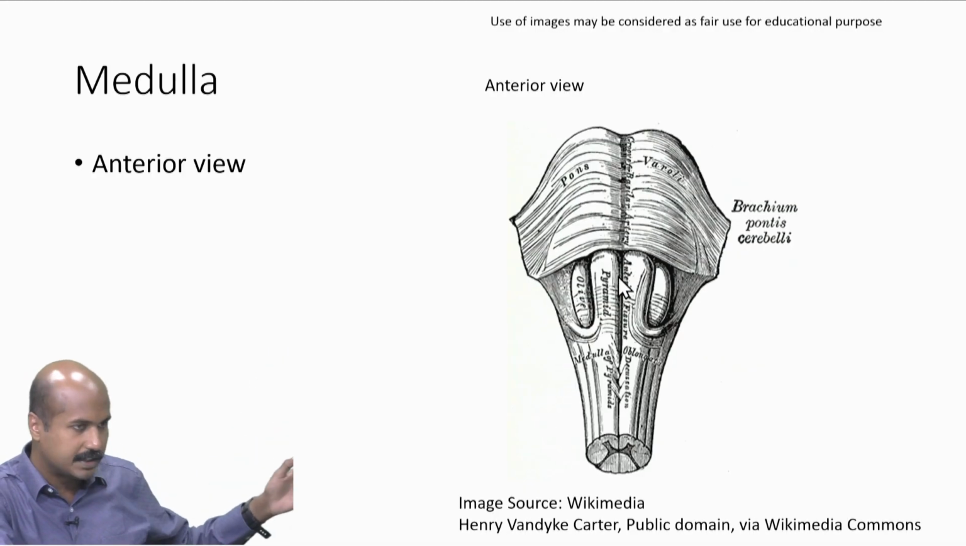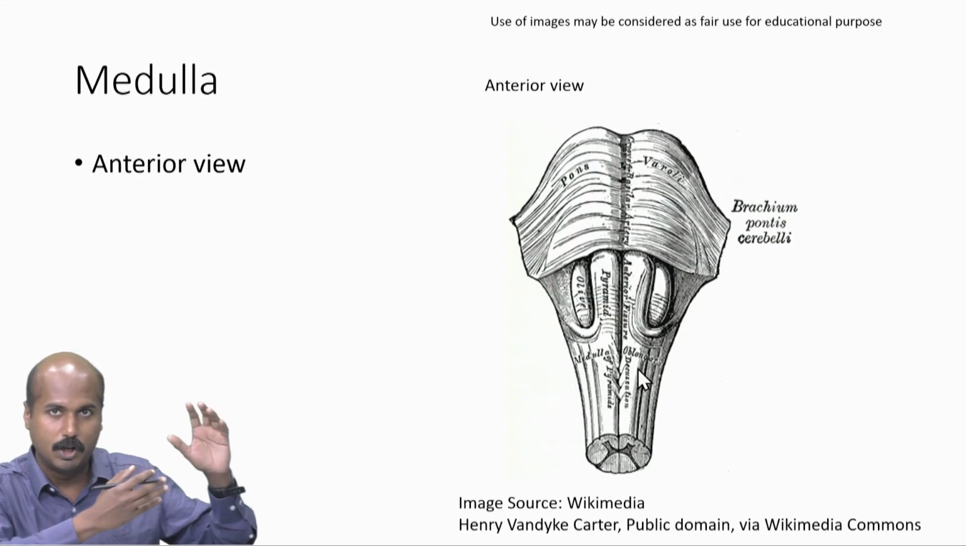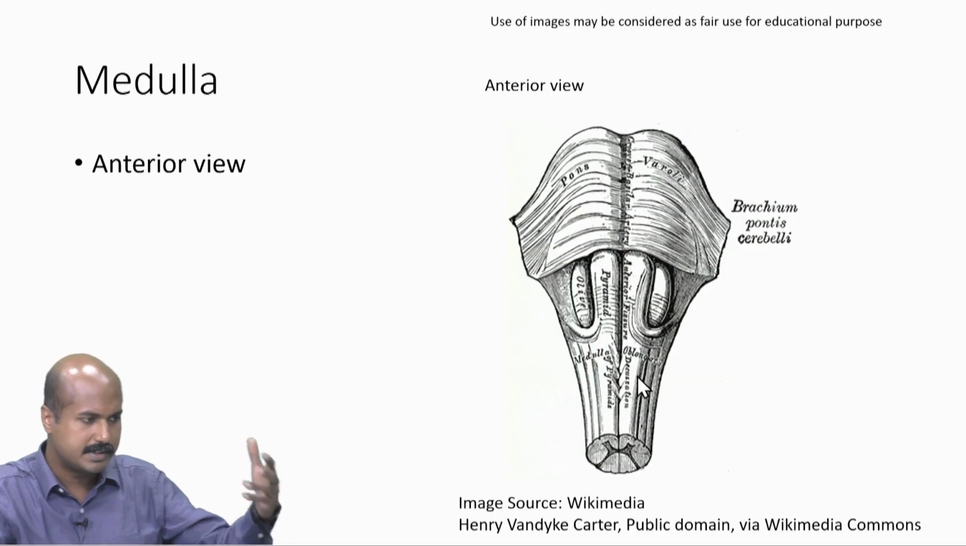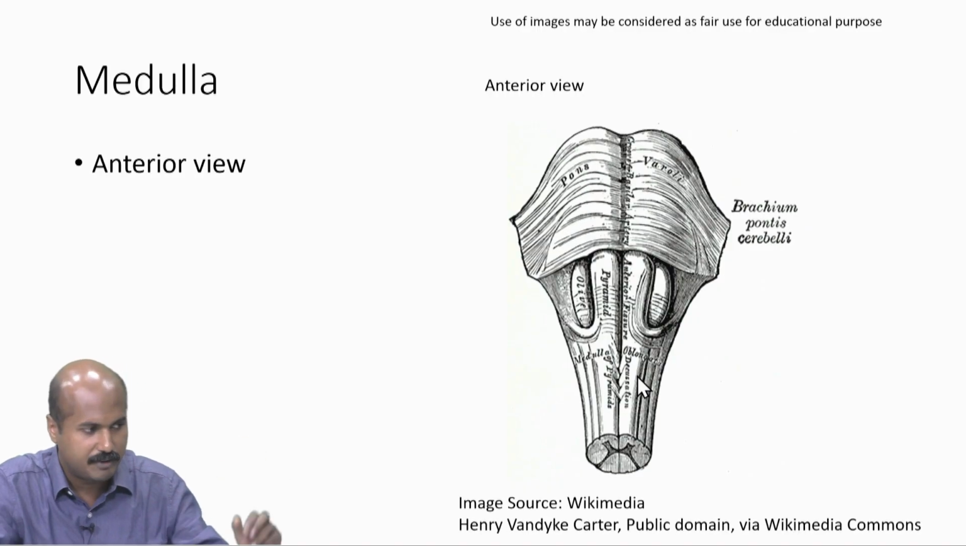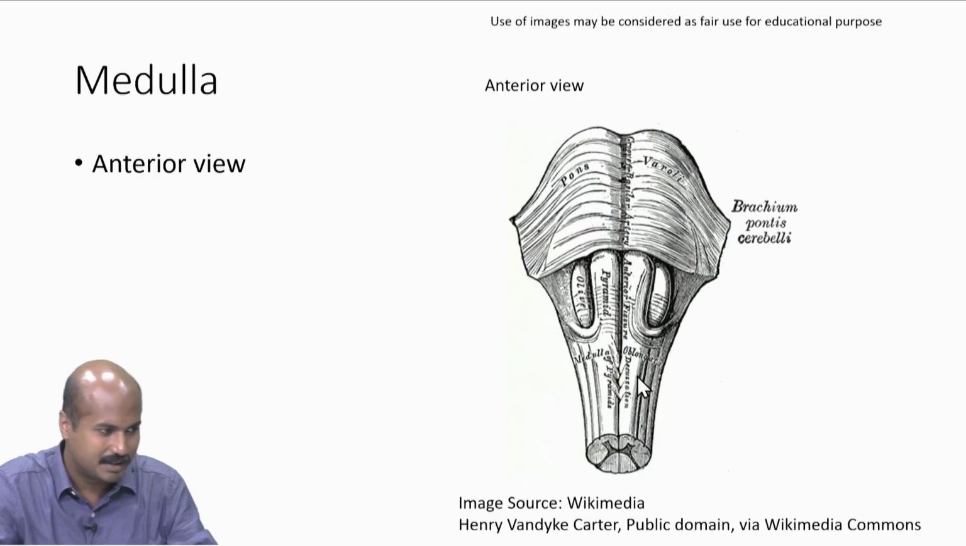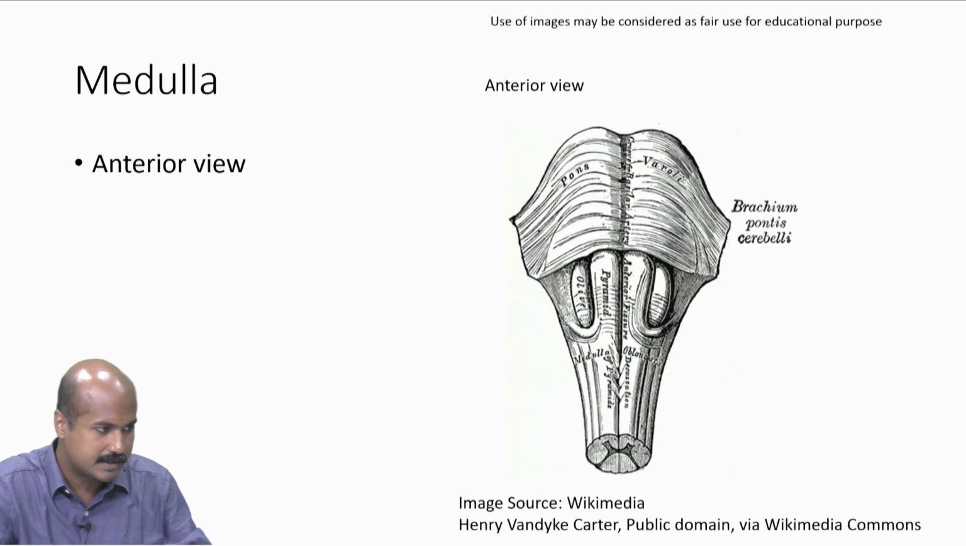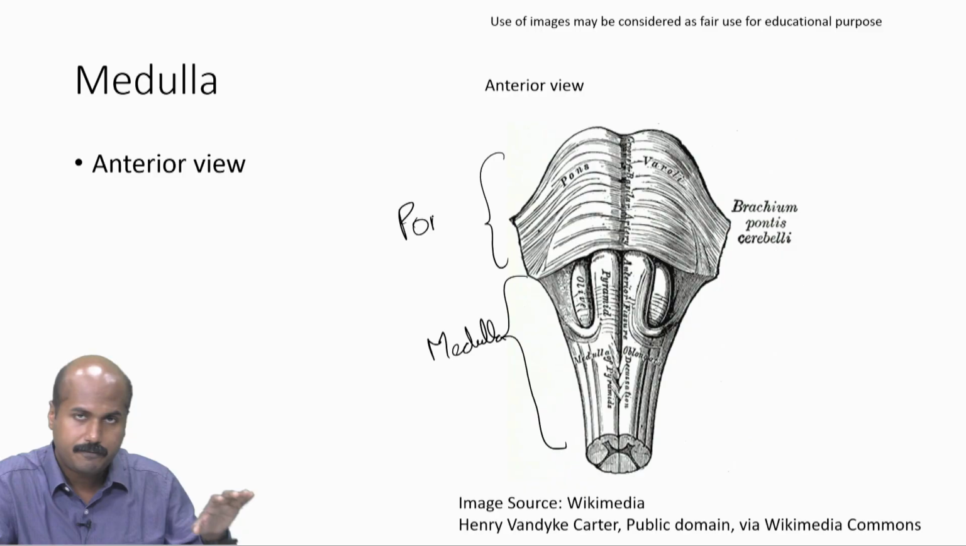This long structure that you see is called medulla oblongata, and you are looking at the anterior view. This is a Gray's Anatomy picture, a very old classic diagram of the anterior view of the brainstem. So this much part is what you call the medulla, and above that what you are seeing is the pons. Okay, we are focusing on the medulla.